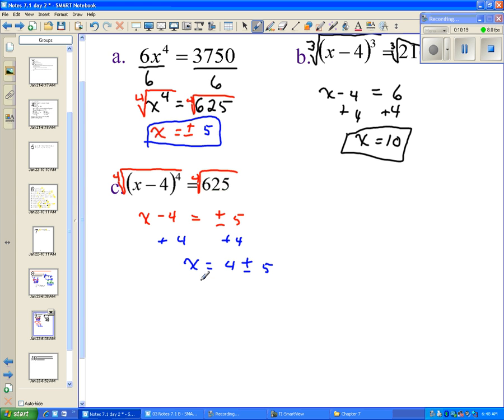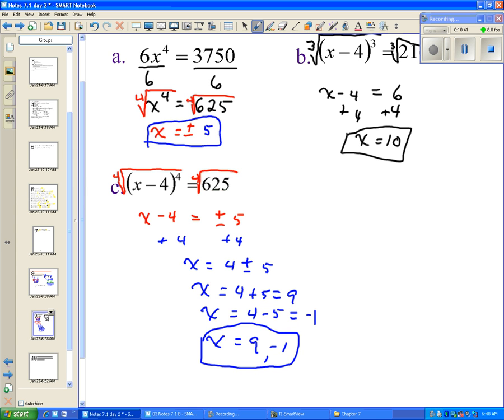I cannot leave it that way. I have to say that x is equal to 4 plus 5, which is 9. And I need to say that x is equal to 4 minus 5, which is negative 1. So my final answer is x is equal to 9 or negative 1. I need to actually see those two answers. Okay? So those are those problems. That's what we're working on. I've got one more example, and I'll be right back.